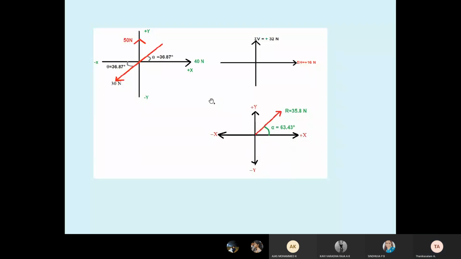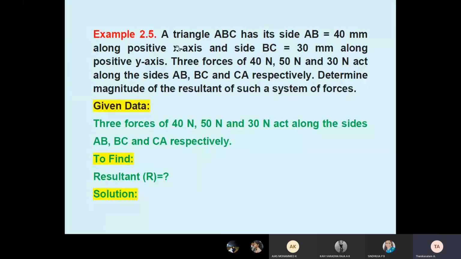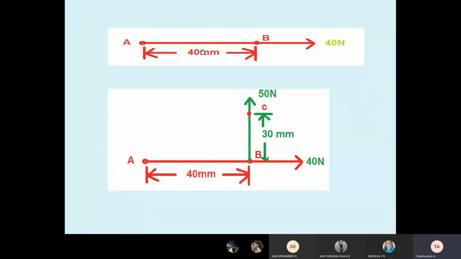Yes, sir. Okay. So once more I am repeating the statement given: a triangle ABC has its side AB 40 mm along the positive x-axis, side BC 30 mm along the positive y-axis. Three forces of 40 Newton, 50 Newton and 30 Newton act along the sides AB, BC and CA respectively. Determine the magnitude of the resultant of such a system of forces. They mentioned a triangle with three sides, AB along the positive x-axis.